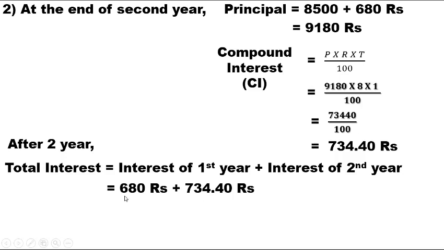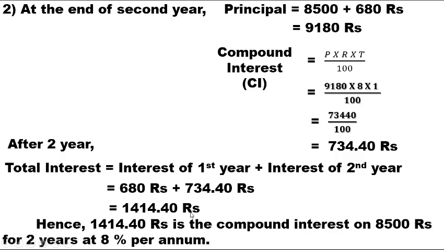is equal to 680 rupees plus 734.40 rupees is equal to 1414.40 rupees. Hence 1414.40 rupees is the compound interest on 8500 rupees for 2 years at 8% per annum.